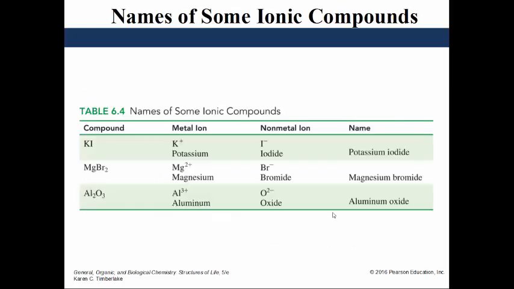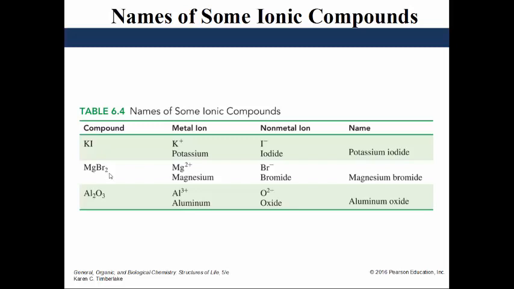All right, this table has some very common examples. One we just talked about, with the picture of the salt, KI. K is the metal, that's potassium. The nonmetal element would be iodine, but when you're forming an ionic compound, it becomes iodide. So when you're reading these two together as a compound, it's potassium iodide. So not iodine, I-N-E, but iodide, I-D-E.